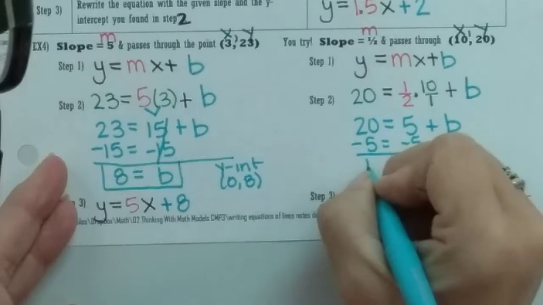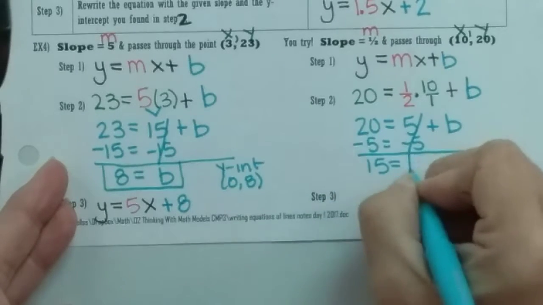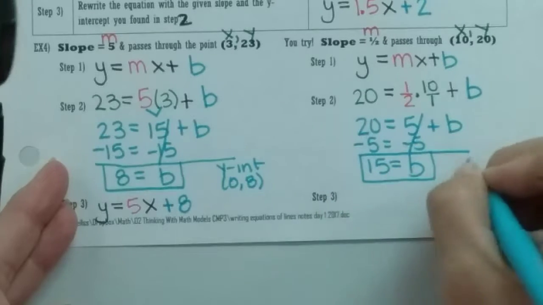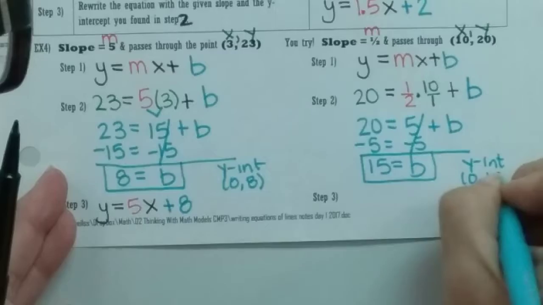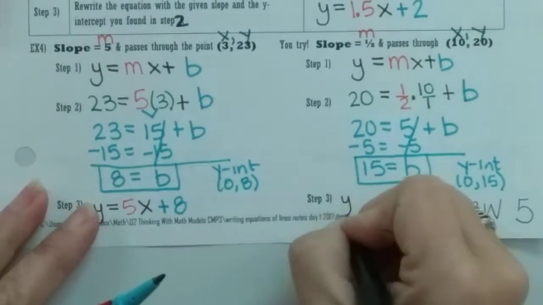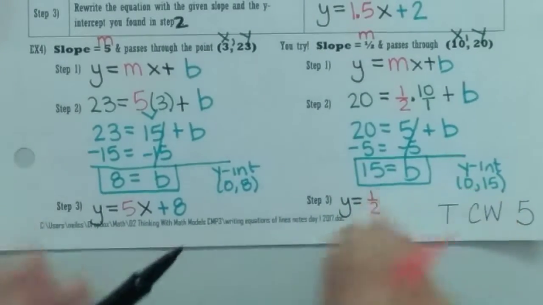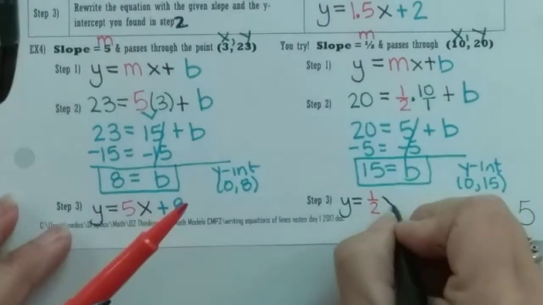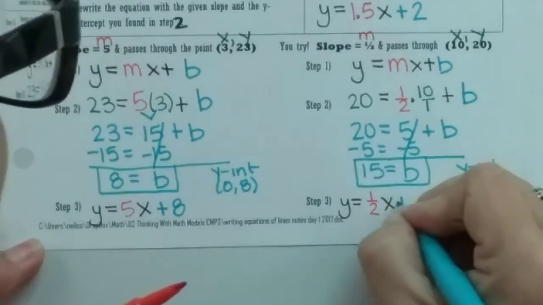20 minus 5 is 15. 5 minus 5 is 0. And let's bring down that b. So our y-intercept is 0, 15. Now we can write our equation. Y equals 1/2 x, and since my y-intercept is a positive 15, I can write plus 15.